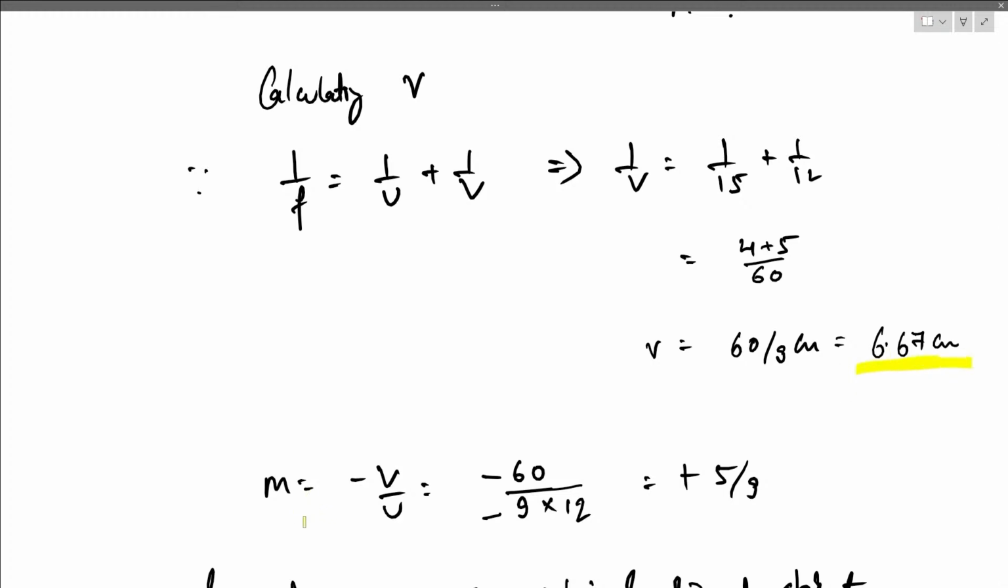Now we have to find out the magnification. So we will substitute the values of u and v in the magnification formula, and we will get the value of m equal to +5/9.